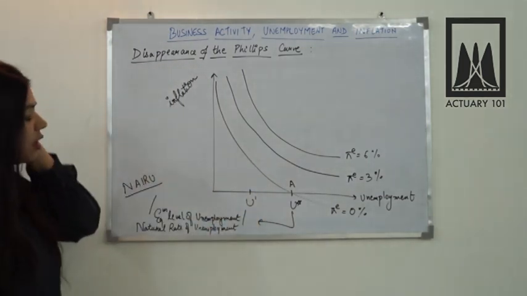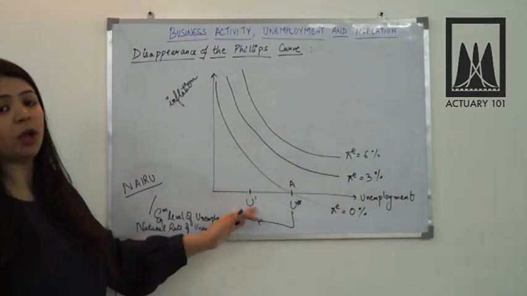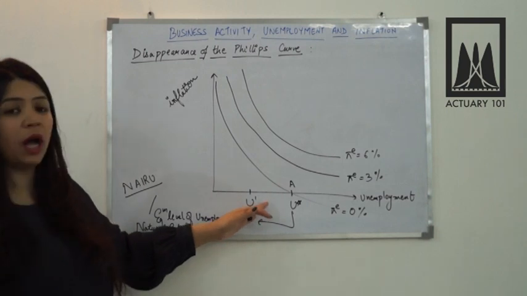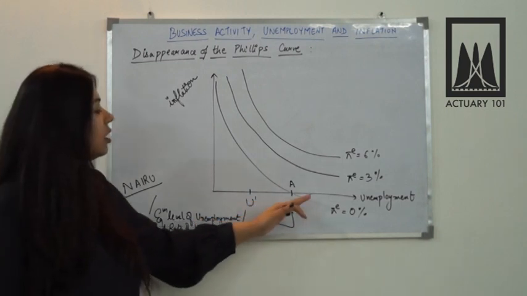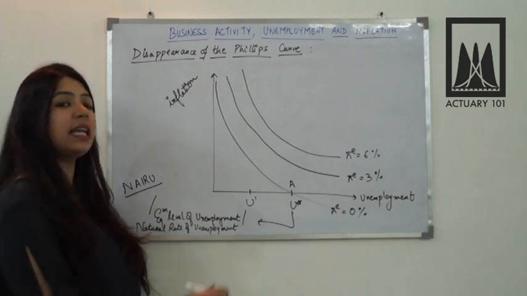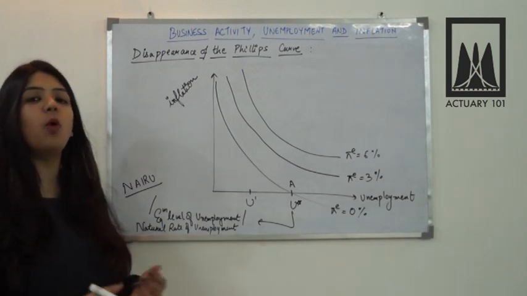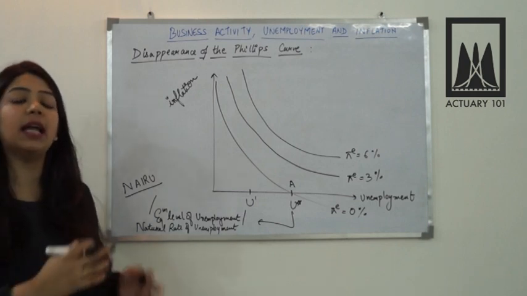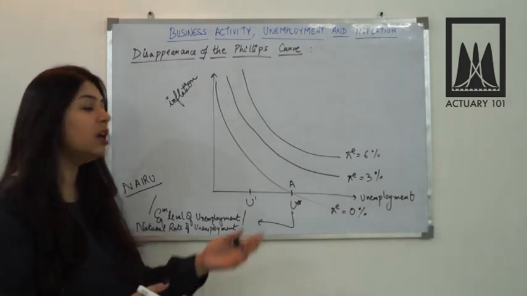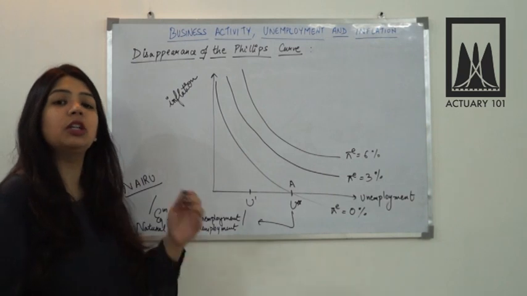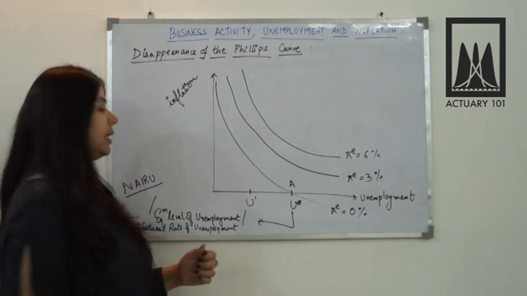So if the government wishes to reduce unemployment from this point, say to U1 or U dash, then the government will have to increase aggregate demand, because as aggregate demand increases, more and more production is going to be required, and that is why there will be more employment. So to reduce unemployment, the government will have to increase aggregate demand.